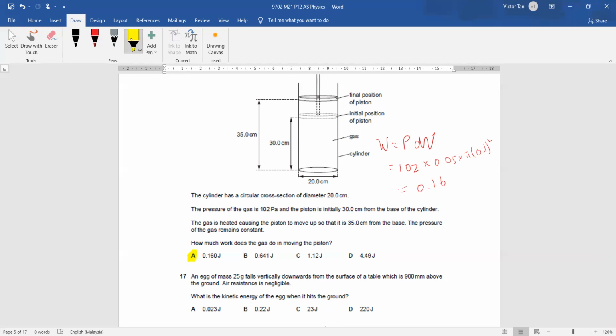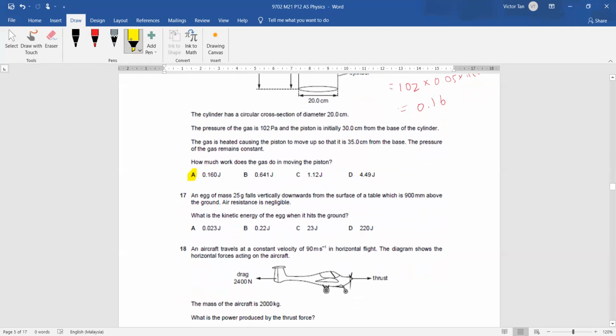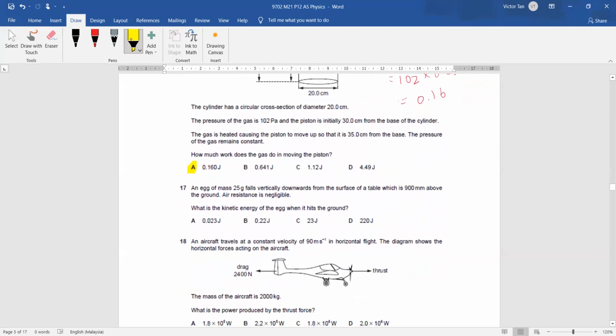Okay. An egg of mass 25 grams falls vertically downwards from the surface of a table which is 900 millimeters above the ground. Air resistance is negligible. What is the kinetic energy of the egg when it hits the ground? So the gravitational potential energy changes totally to kinetic energy. So you have to calculate mgh. So 0.025 times 9.81 times 0.9.